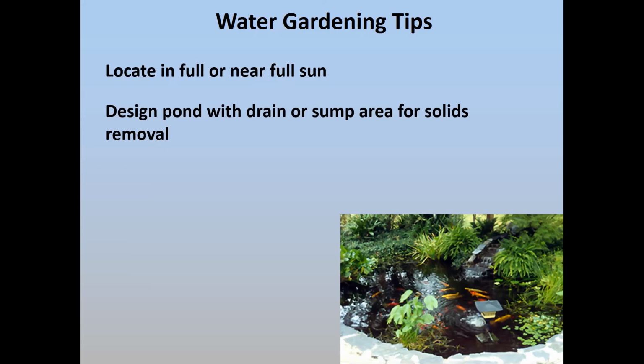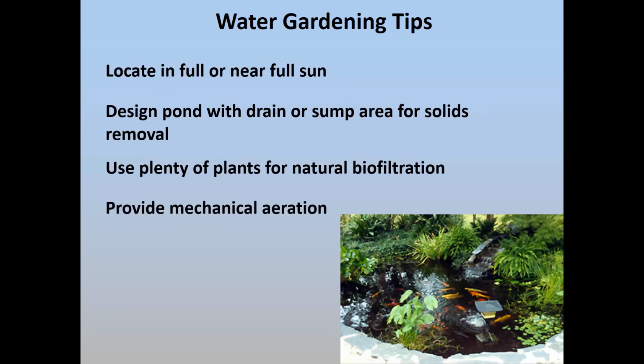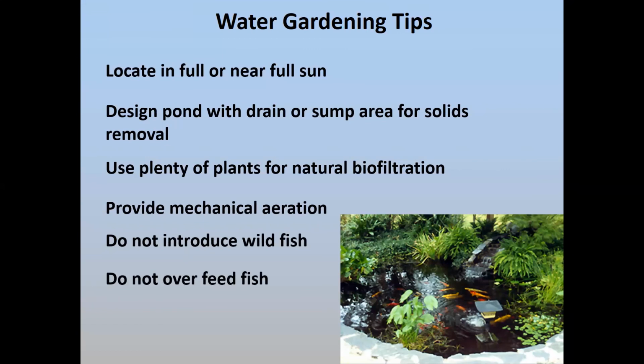And it's nice to have it where you can partially drain it, or have sump areas that help remove any solids over time. Plenty of plants, as you can see in this picture, help take up nutrients, because again, these fish are fed on a daily basis. This particular pond has a biofilter as well to remediate some of that nitrogen waste from the food. Mechanical aeration, whether it be a fountain or some sort of bubbler system, is important. And again, as with any other pond, do not introduce wild fish and do not overfeed.